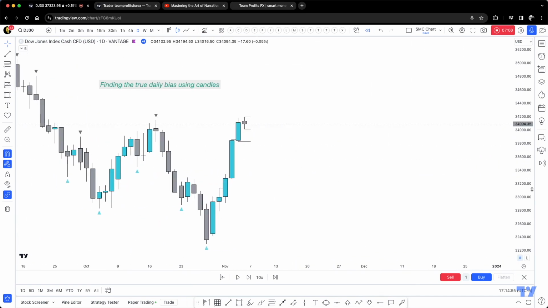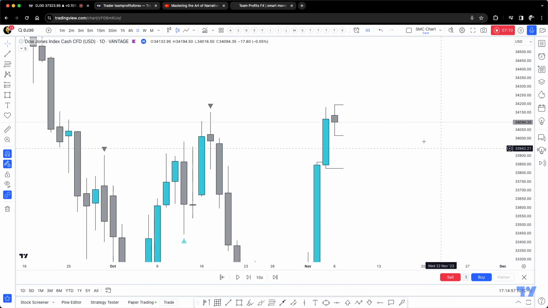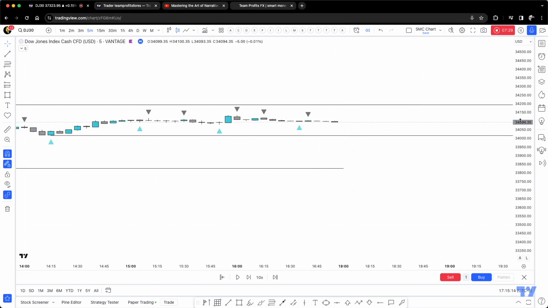This daily candle is telling me that, based on how it closed, the probabilities are that it's going to start shifting, that this is going to be the target for the next candle or so. It doesn't necessarily have to reach it, but probabilities are that this low is going to be reached first and this high should be protected. So let's go back down to the 5 minute.